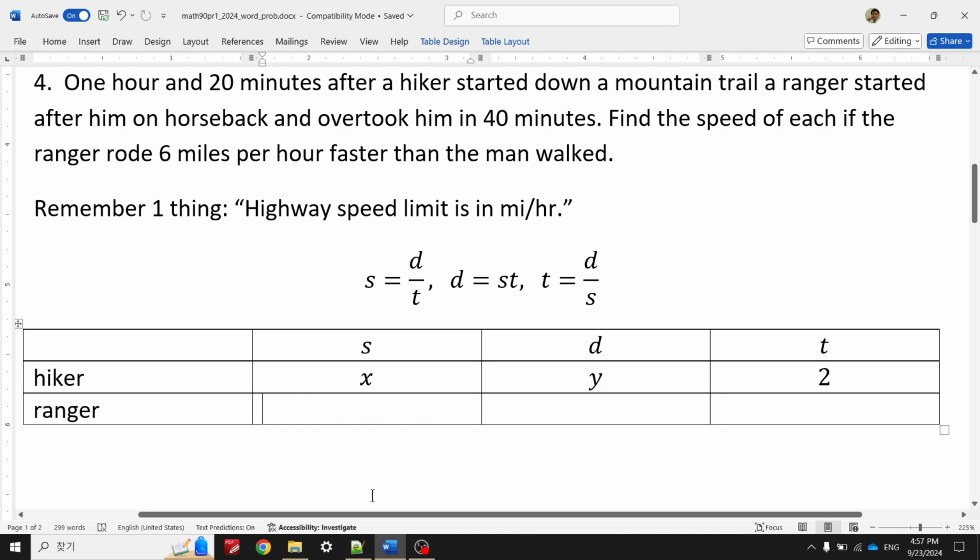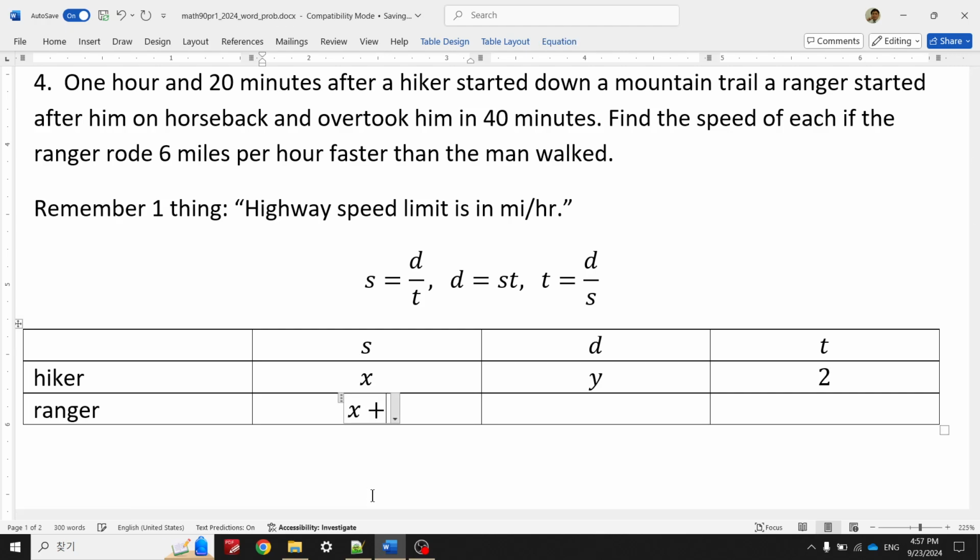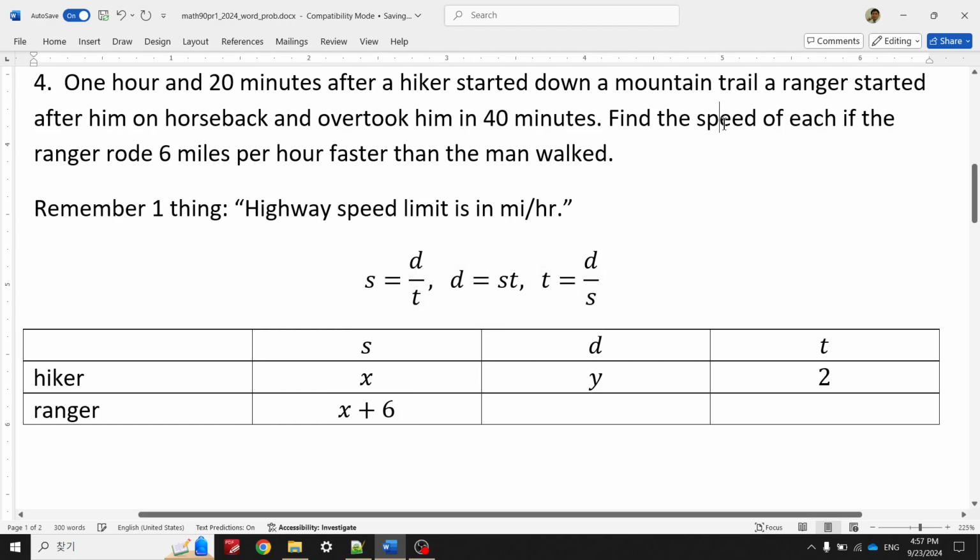Okay, now the ranger's speed. Do we know the ranger's speed? X plus 6. Because it says that the ranger rode 6 miles per hour faster than the man walked. So it's X plus 6. Now, what about the ranger's distance? It's the same because the ranger just caught up with the hiker. So at that time, the distance they traveled would exactly match.